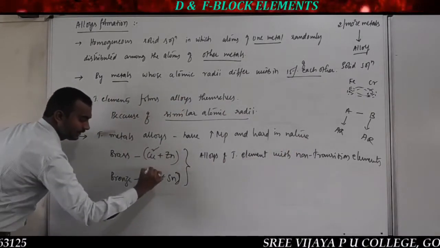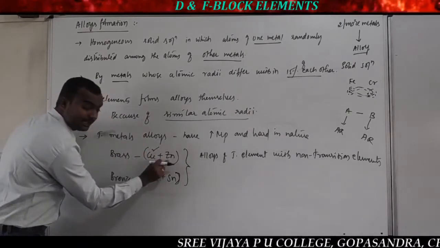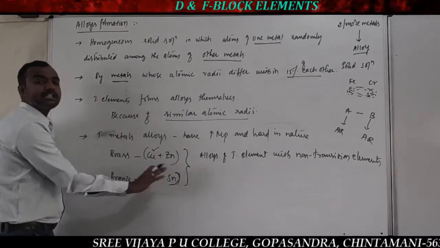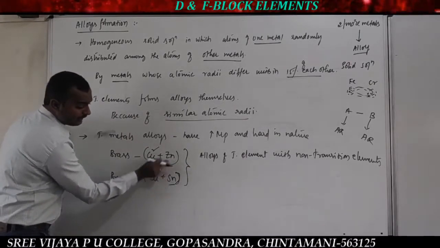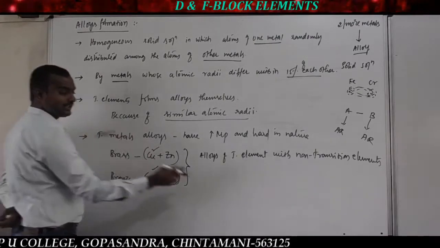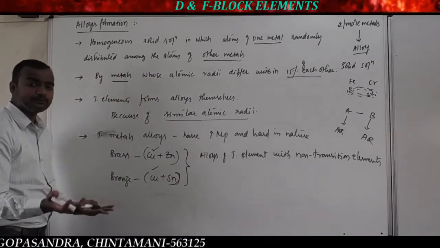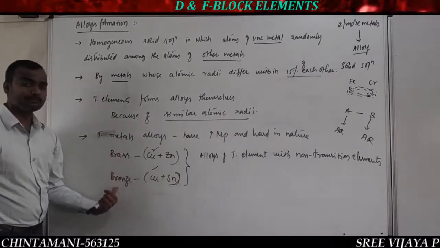So copper is a transition element. Zinc is not a transition element, it is a non-transition element. Of course, tin belongs to group 14, p-block, therefore this is also a non-transition element. Copper is a transition element, therefore these two are the best examples for alloys of a transition element with a non-transition element. If asked to give an example for alloys of transition element with non-transition elements, you can write brass and bronze.